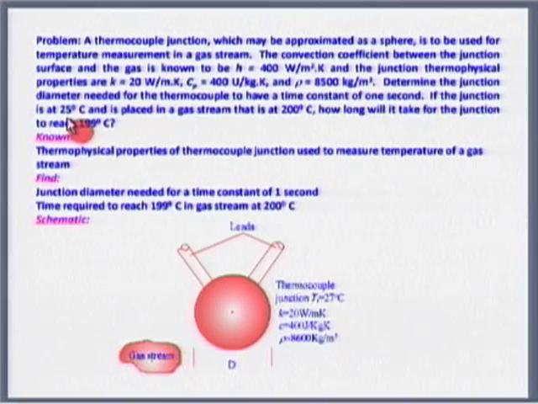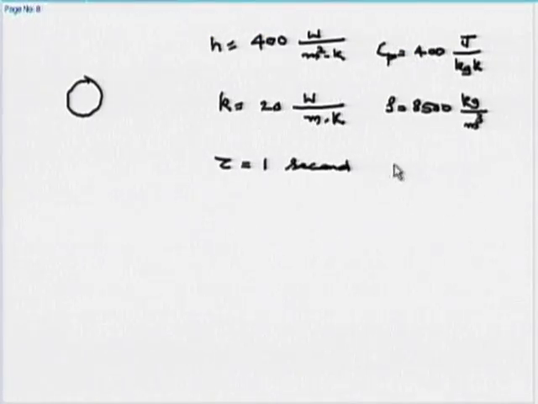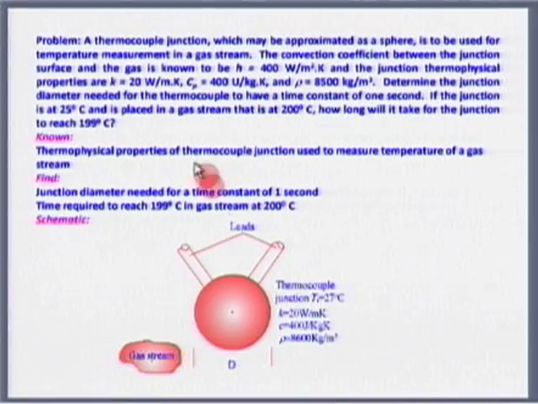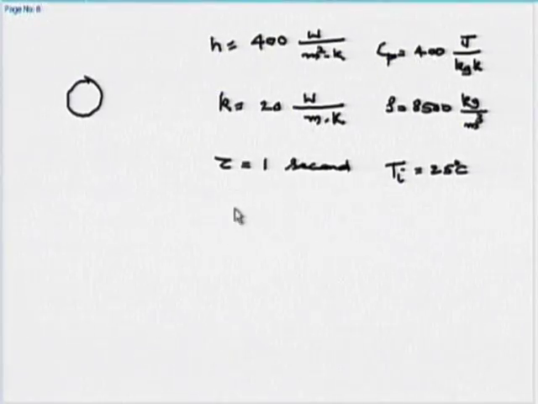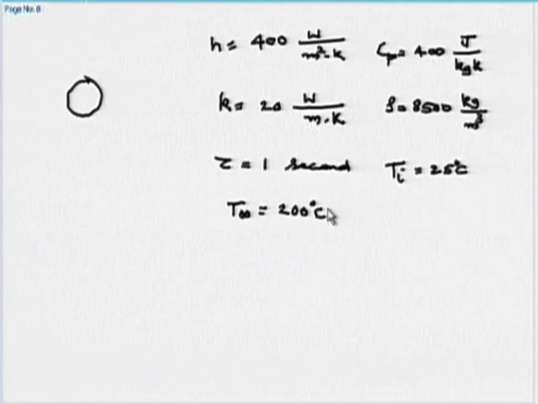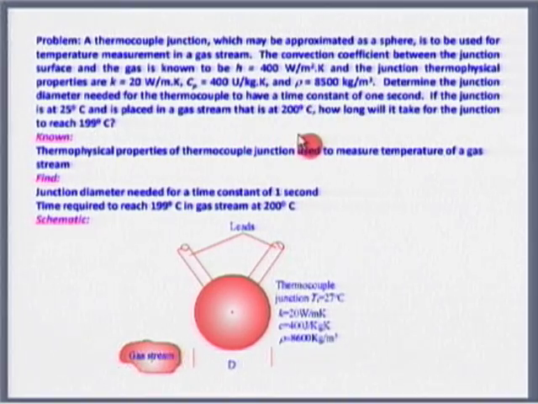If the junction is at 25 degree Celsius, so what is this 25 degree Celsius? Ti is 25 degree Celsius, and this junction is exposed to a gas stream that is at 200 degree Celsius. That means, what is the temperature here? T infinity is 200 degree Celsius. So, what do I get? What is the question asked? If my thermocouple time constant is 1 second, what should be the diameter of my thermocouple? That is the first question.